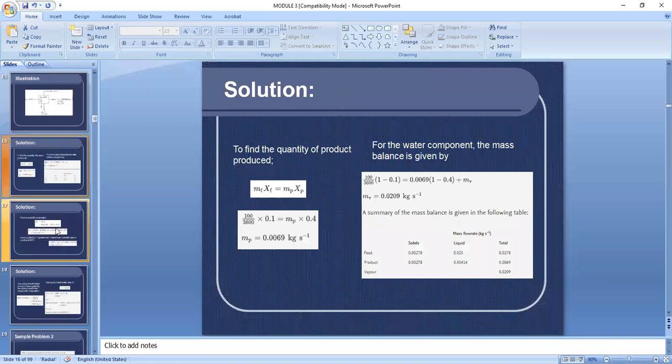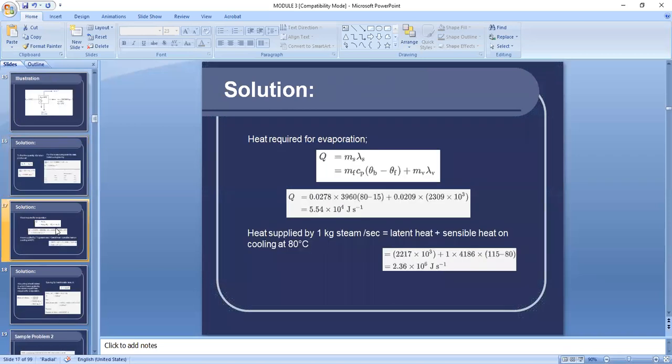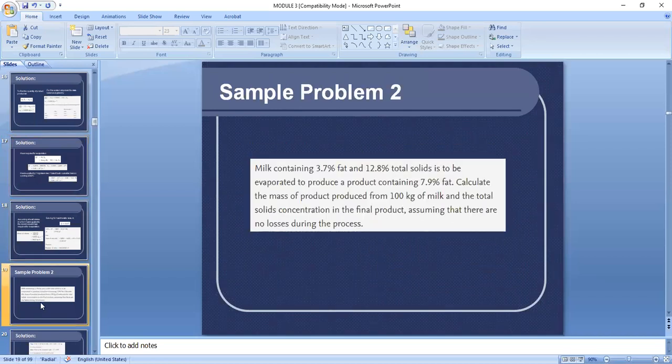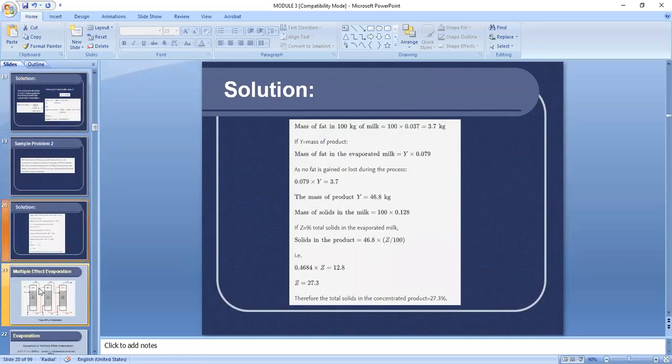Illustration, and you have the solution. Please read on that anyway. It's shared already to you in Canvas. And another sample problem here.